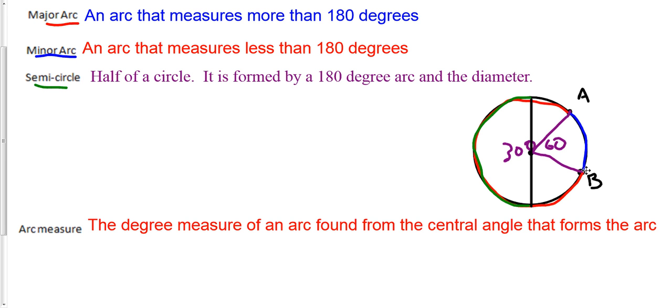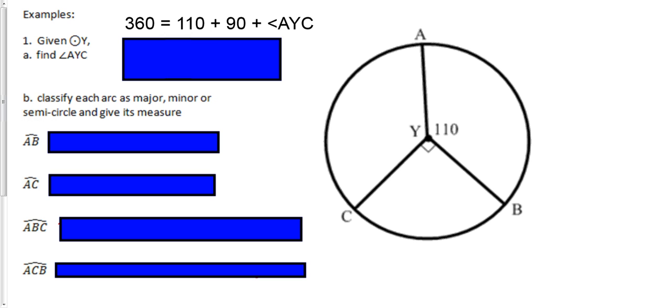So just like we did here, this central angle was 60 degrees, so this blue arc AB, this arc measure is 60 degrees. The red one, AB, all along the outside, if I move this green thing aside, this red arc measure would be 300 degrees. Okay, and then this semicircle arc measure would be 180 exactly. So let's look at some examples.